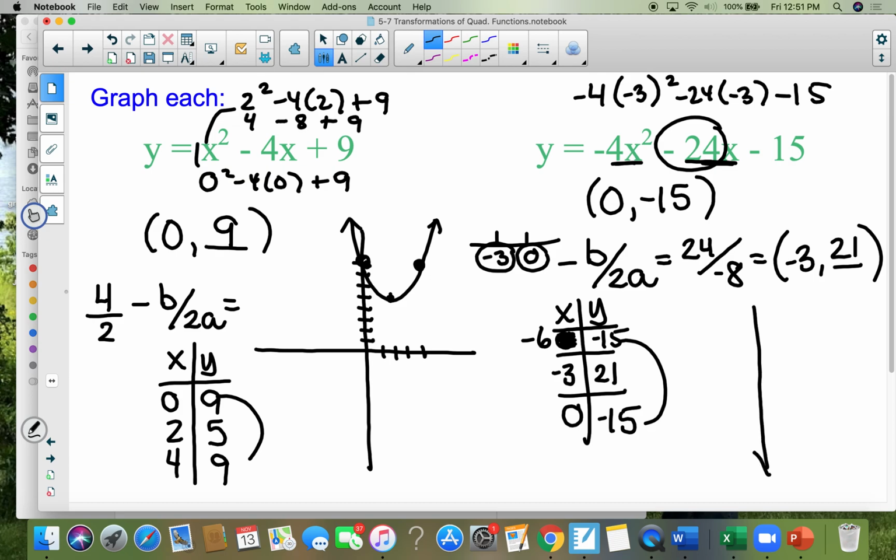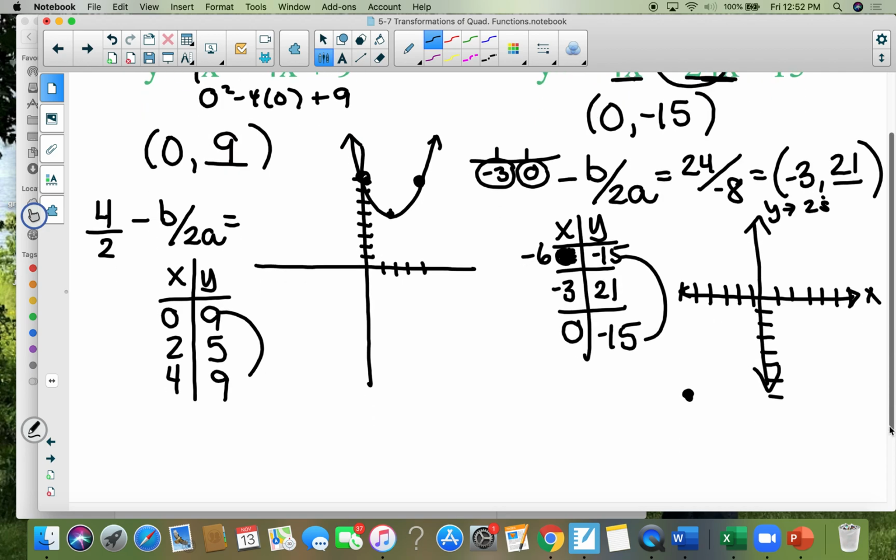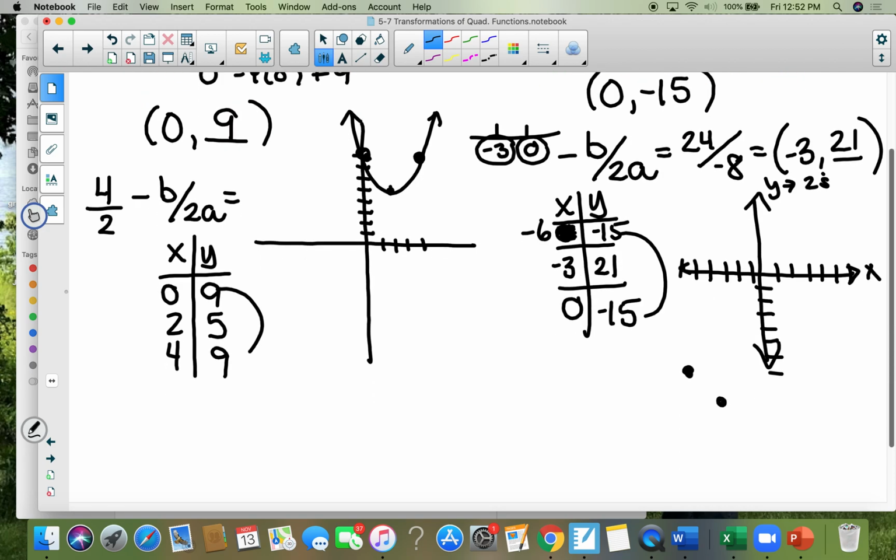So this is what the graph looks like. I'm going to count by the x-axis by 1's, but on the y-axis I'm going to count by 2's. So keep that in mind when I'm graphing these. So at negative 6, right here, I'm going to go down a negative 15. Negative 2, 4, 6, 8, 10, 12, 14. So right here. And then a negative 3, 21 is down here. And 0, negative 15 is right there.